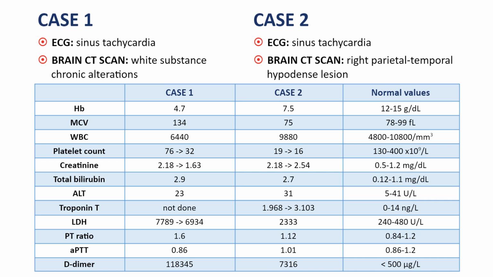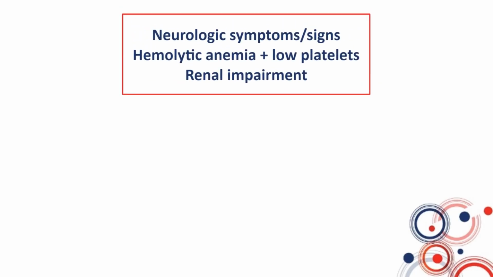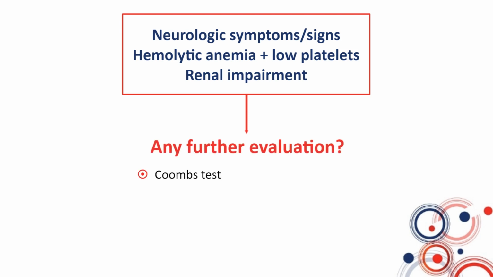And in one case, you also have alteration on the CT scan. So you can think that both cases have TMA: neurological signs and symptoms, hemolytic anemia, low platelets, and renal impairment. What else do we have to do? The Coombs test is important.